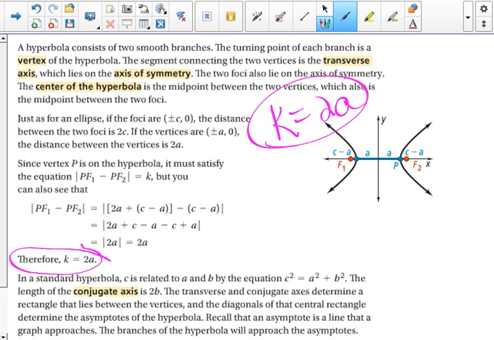Now, in a standard hyperbola, C is related to A and B by this equation, C squared equals A squared plus B squared. We'll be using this a lot today to get A, B, or C, and then we can construct our equations, and then we can construct our graphs.